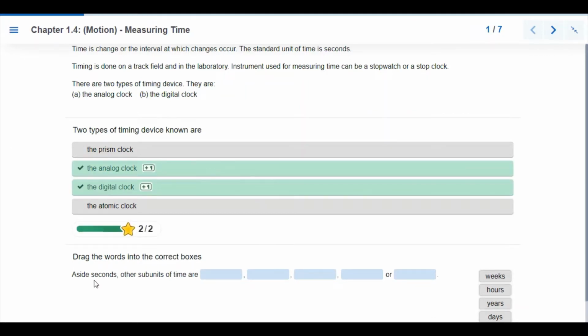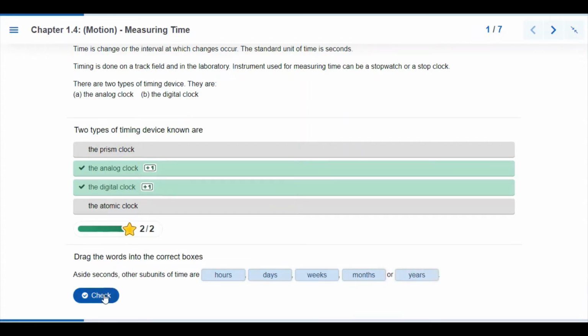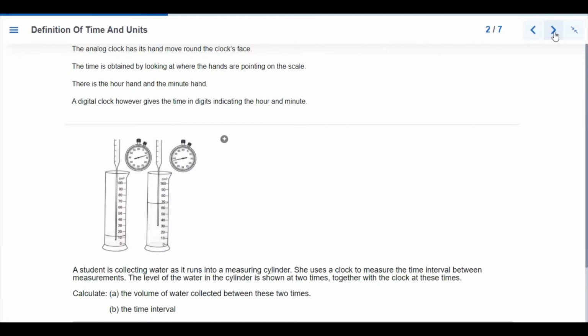Now, aside from seconds, other subunits of time are: we have hours. Can you guess what will come after hours? That will be days. After days, we have weeks. After weeks, we have months. After months, we have years. And can we check? Good. Let's move on. Now, definition of time and units.